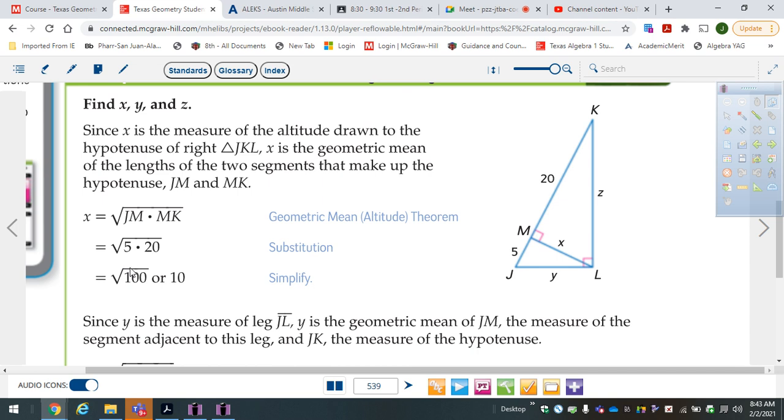Okay, anybody have any questions there? And then you just do the regular square rooting or whatever it takes.